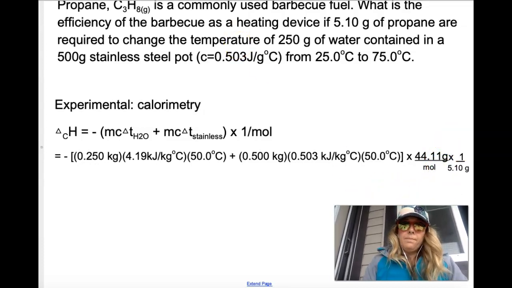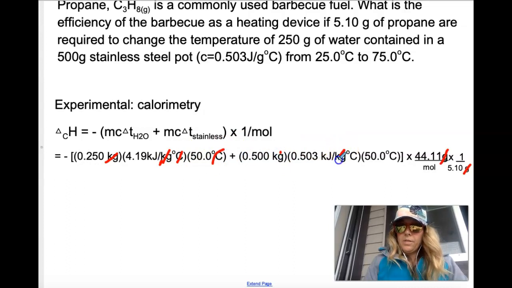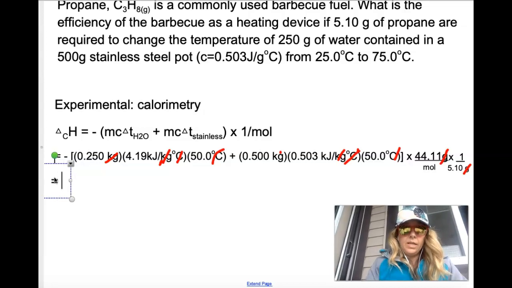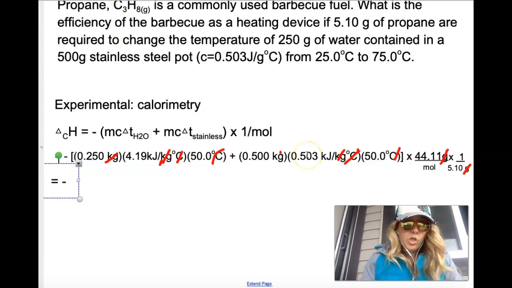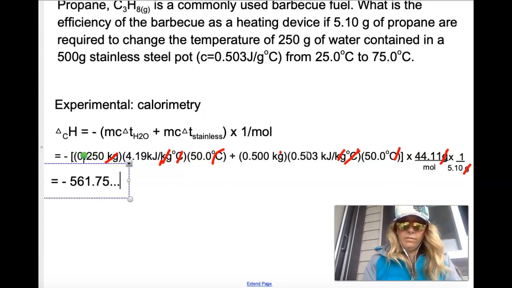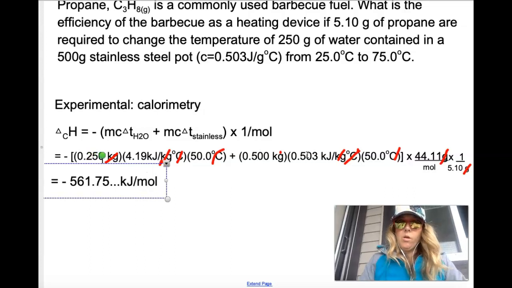Okay, so the grams now cancel. I look at all my other units, right? This kilograms cancels that. The degrees C's cancel over here, and kilograms, kilograms, and degree C and degree C. So I am left with kilojoules per mole. So let's actually calculate this to see what we get as our answer. Okay, and we should be getting negative 561.75, and that number keeps going. Okay, and that's going to be in kilojoules per mole.